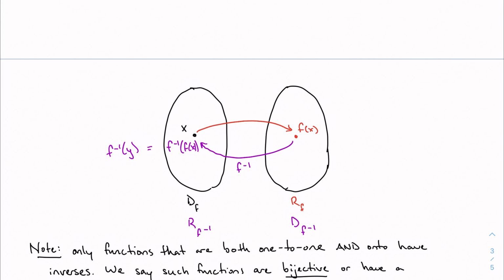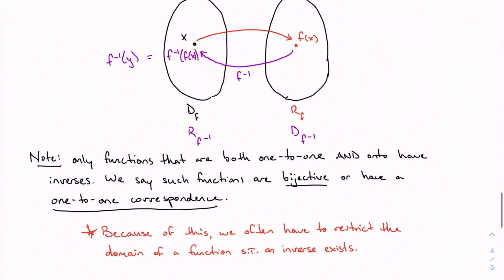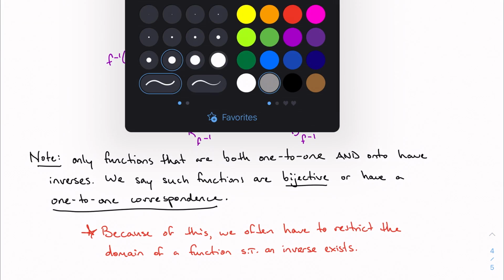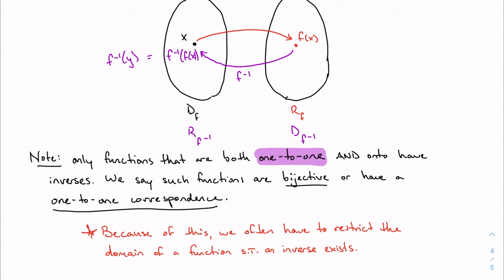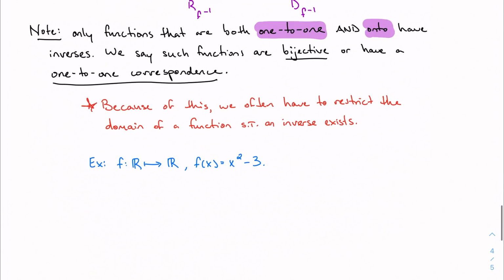We have to take this one step further. Only functions that are both one-to-one and onto have inverses. These functions we call bijective, where we say that they have a one-to-one correspondence. You might be asking yourself, well, x squared does have an inverse. Its inverse is the square root of x. Well, we have to kind of mess with the function so that it actually works.